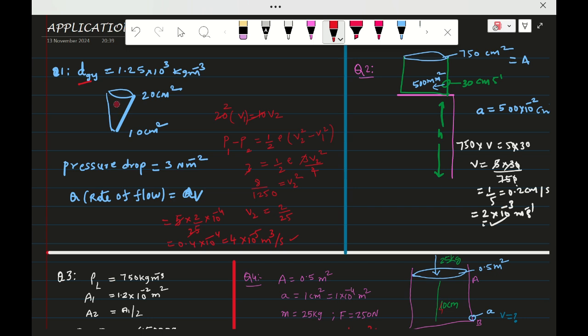And the pressure drop between these 2 points, the first point and the second point, is given as 3 Newton per meter square, that is 3 Pascal. It is asking for the rate of flow. The rate of flow means AV. Rate of flow means small a into V, or capital A into V1, if you take this as V1 here and V2 here.